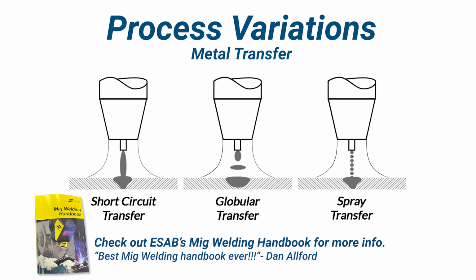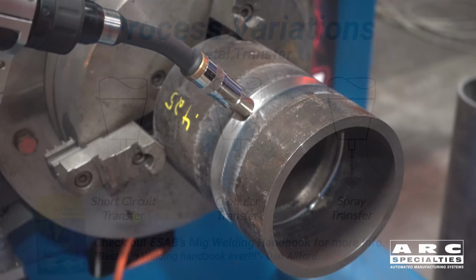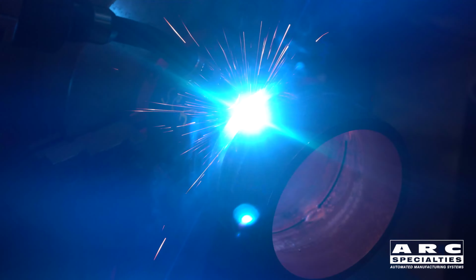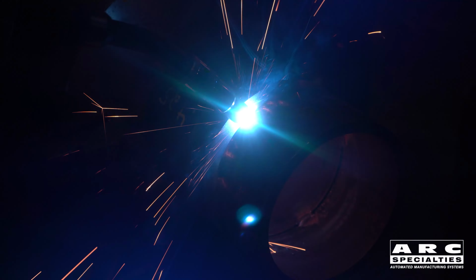In short-circuiting transfer or short arc, the wire comes down, shorts out on the workpiece, and then there's a small explosion leaving a droplet of metal. This happens 100 times a second or more. It's a great process for thin materials and root welds on pipe.